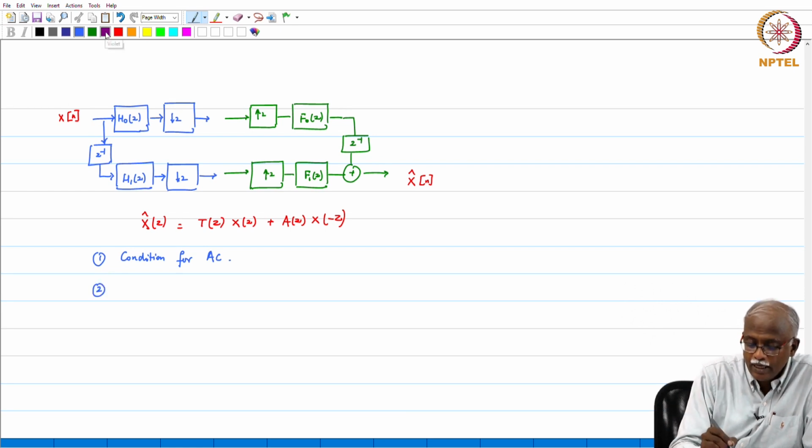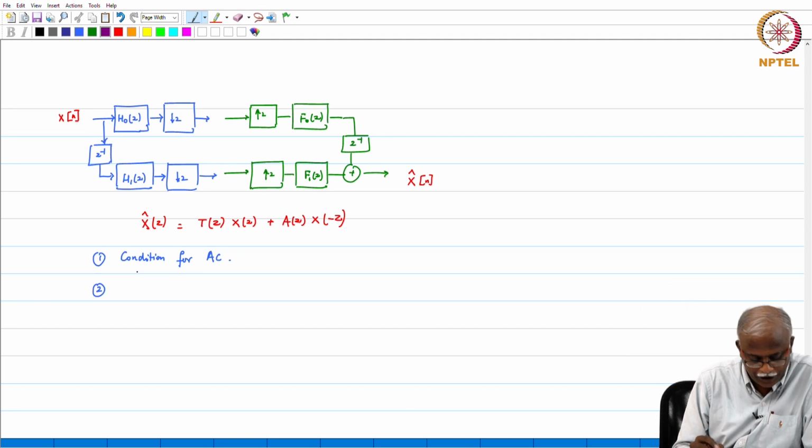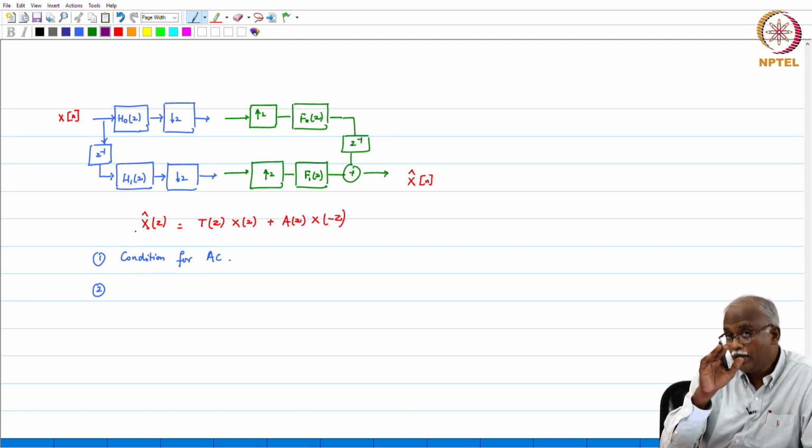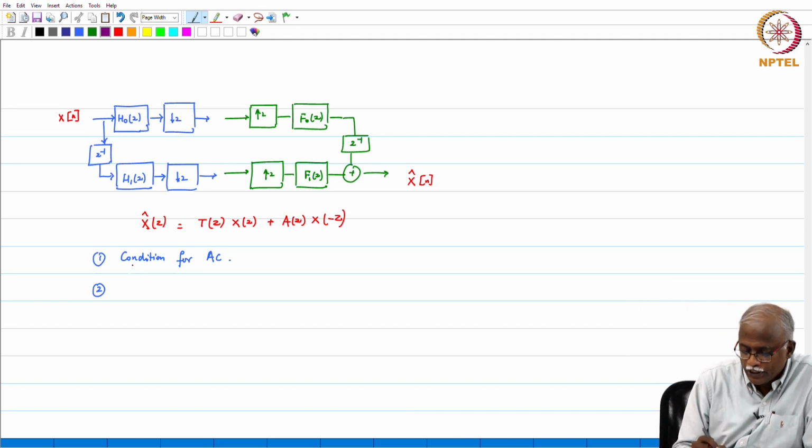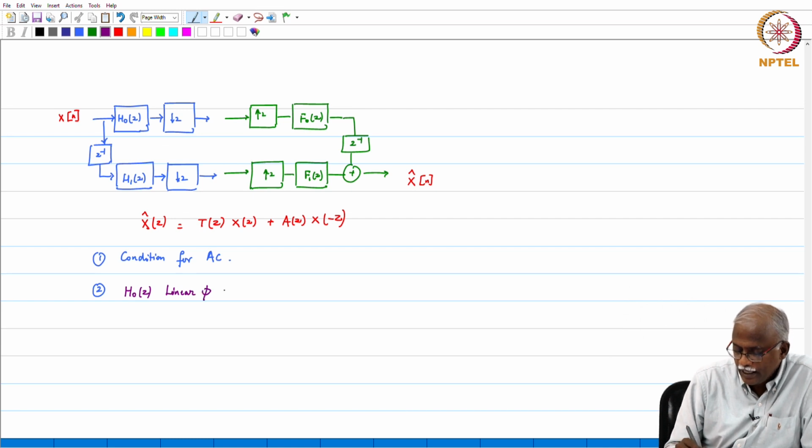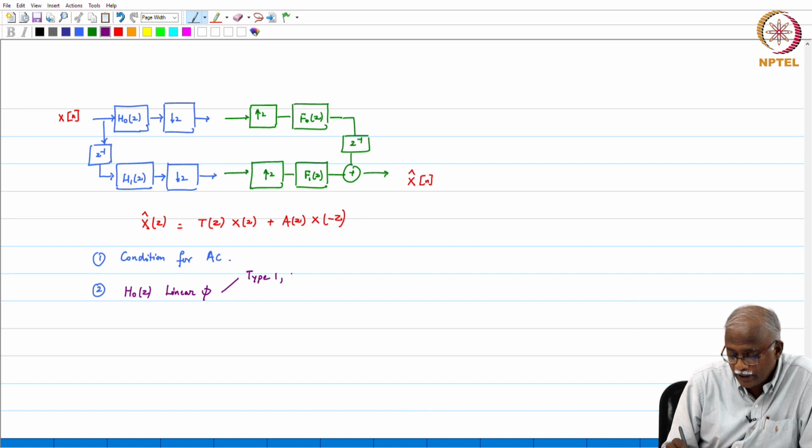Now, if we want to eliminate the phase distortion, we will want to go for a linear phase. So, H naught of Z has to be linear phase. Now, is it type 1, type 2, type 3, type 4? Which of these types will work? Will type 2 work for this case also? Type 1, 2, 3, 4. Which one of these will work?